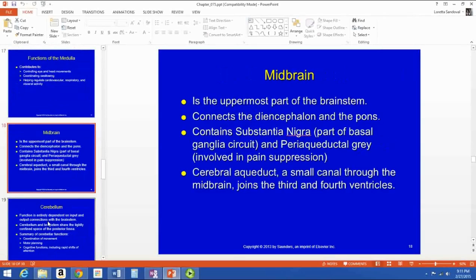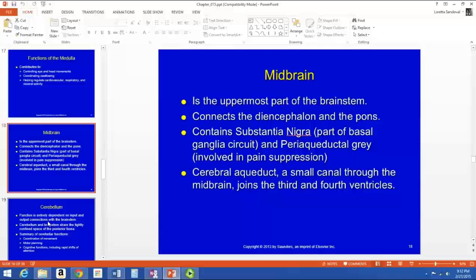So the midbrain is the uppermost part of the brainstem. You can think of it, it's at the top of the brainstem, it's in the middle of the brain, if that makes sense. It connects the diencephalon to the pons. So the diencephalon is all of the structures that end in thalamus: the hypothalamus, the subthalamus, the thalamus itself. So all of the structures with thalamus in their name, that's called the diencephalon, and we'll talk about that in the next chapter.